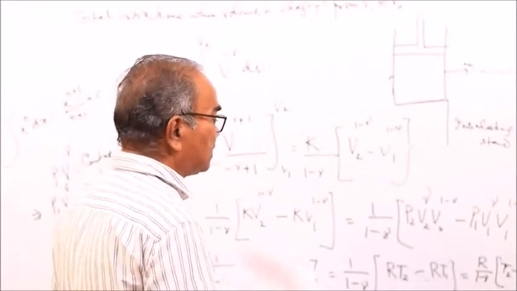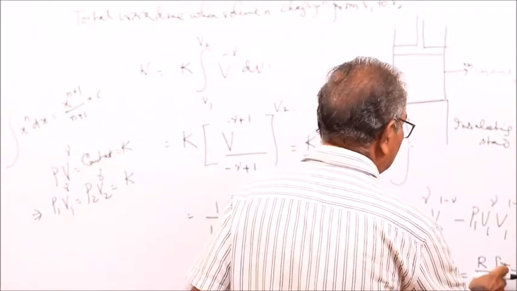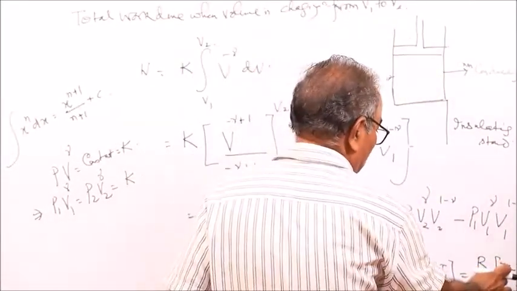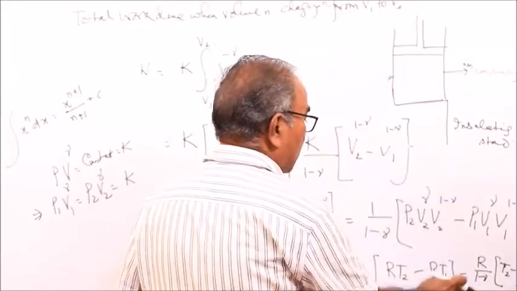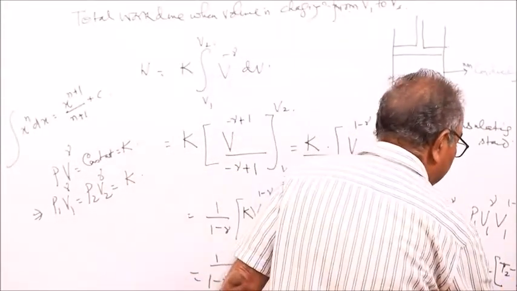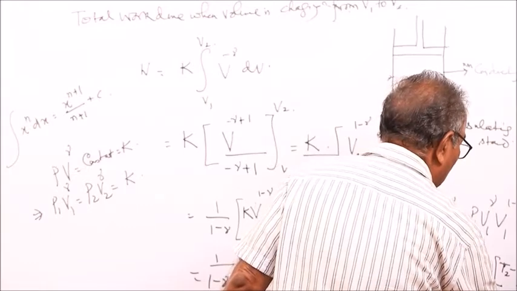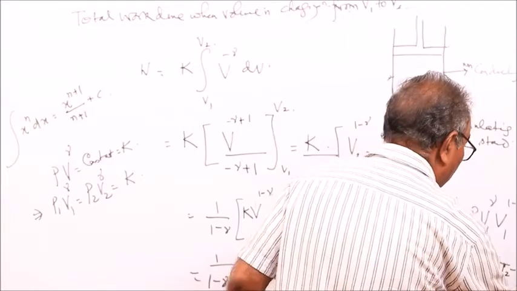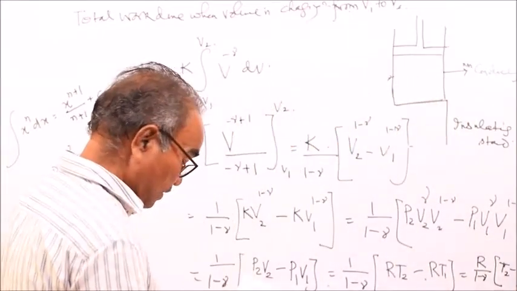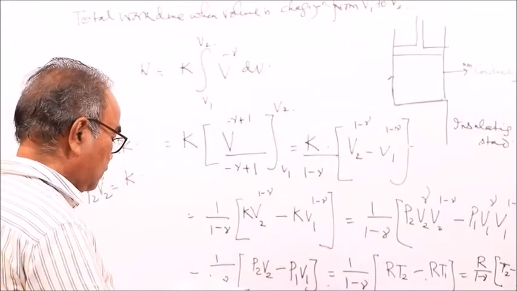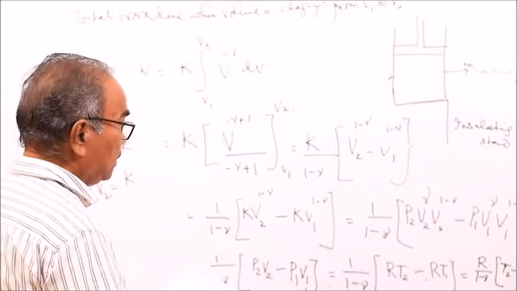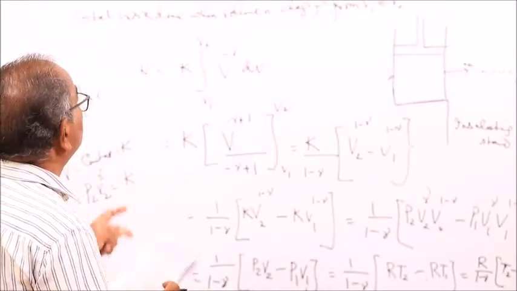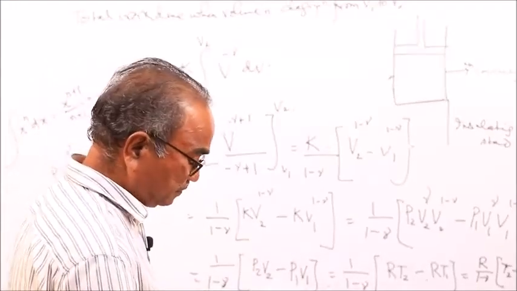T1 is the initial temperature, that is higher, and T2 is the final temperature, because with expansion the temperature is falling, so that is T2. So T1 is greater than T2 and gamma is also greater than 1, so we can write this as R over gamma minus 1 into T1 minus T2. So this is the work done in adiabatic expansion.